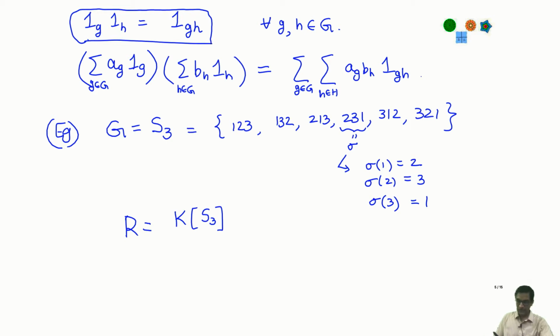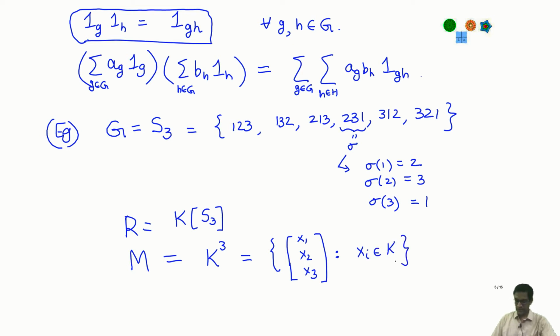Okay, so let's construct a left module for this ring R. So let me tell you what this space M is going to be. M is just the space K^3, by which I mean the 3-dimensional vector space over K, which I will think of as column vectors of size 3. So let's think of K^3 to be the set consisting of all column vectors (x1, x2, x3), where the x_i are all elements of K. So this is a 3-dimensional vector space over the field K.